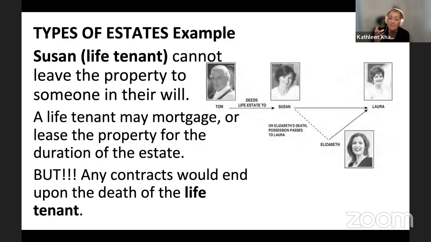A life tenant may mortgage or even lease a property for the duration of the estate. What do you mean by lease the property? Well, she could go, you know what? Elizabeth's living her best life. Laura's living her best life.